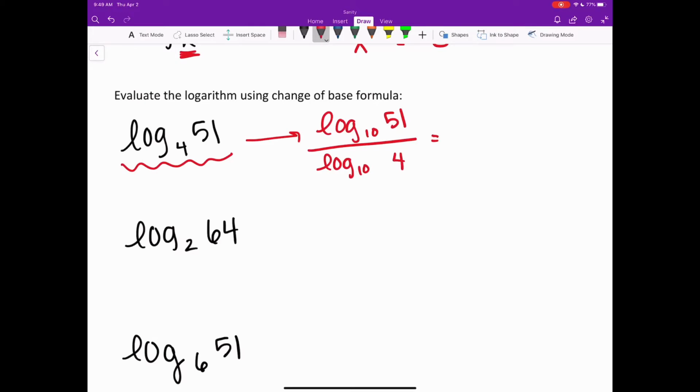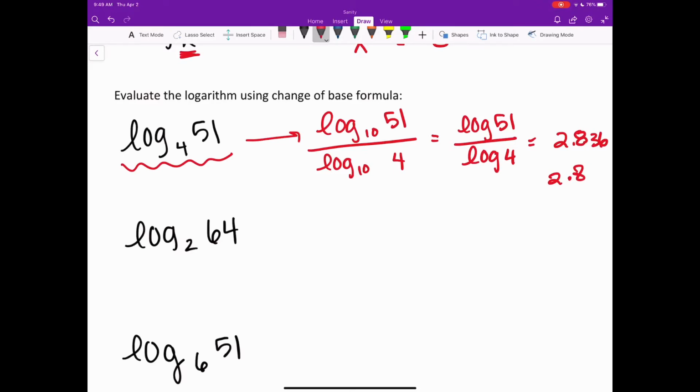Again, base 10, we could just write these as common logs. Log 51 divided by log 4. And if you plug that into your calculator, we're going to kind of round these off. It was 2.836, so we'll just call that 2.8. The question asks us to round to the nearest hundredth on the paper.